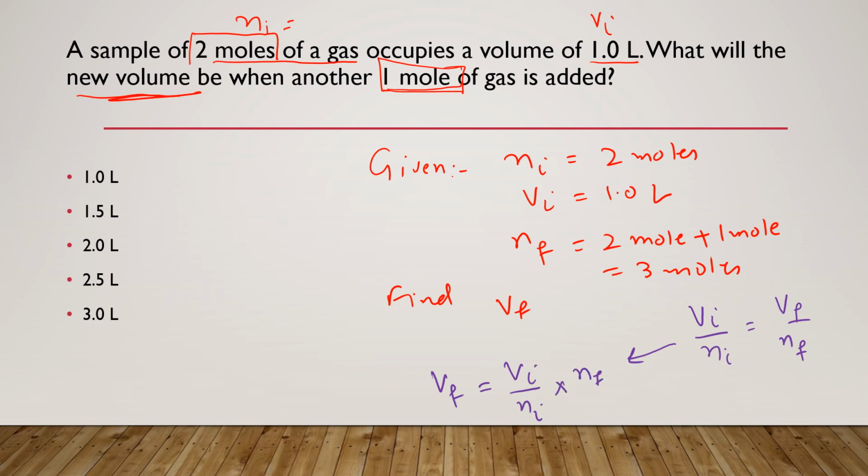So let's plug in the values. V initial is 1.0 liter divided by N initial, which is 2 moles, multiplied by N final, which is 3 moles. So moles cancel with moles. The answer will be 3 times 1.0 divided by 2. So this will come out to be 1.5 liters. So the correct answer is 1.5 liters.